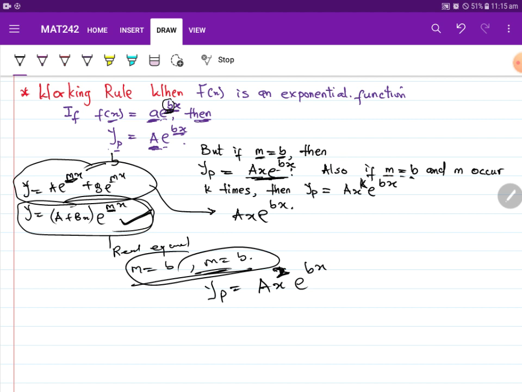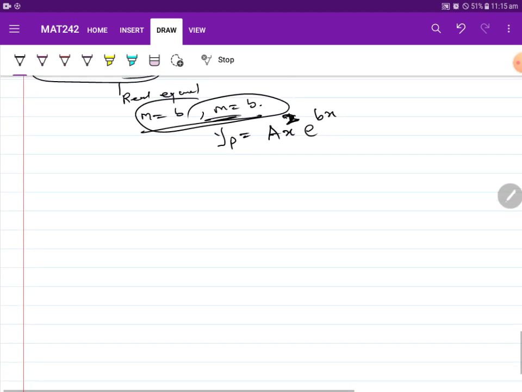But let's look into an example whereby the f of x will just be ordinary a exponential bx. We'll look at another example where m is equal to b, and at the same time we'll look at another example where m is equal to b twice or k times. So under this exponential function we'll be considering 3 examples. Okay, now let's start, please.